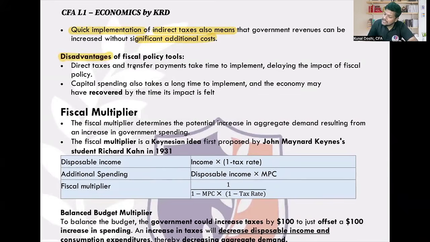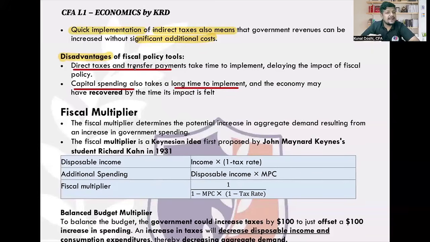The disadvantage is that direct taxes and transfer payments take very much time to implement. So your desired objective might not happen immediately. Also, capital spending is long-term in nature on the spending side. So you will not see its desired effect in the economy immediately. So these are the disadvantages.